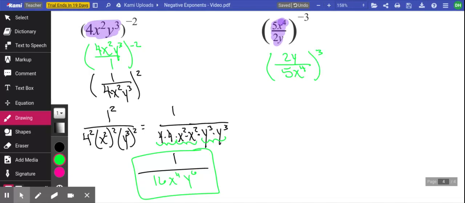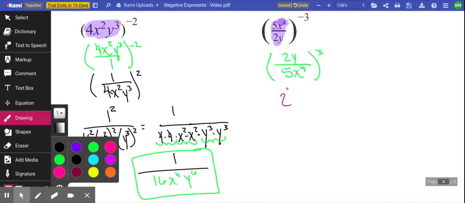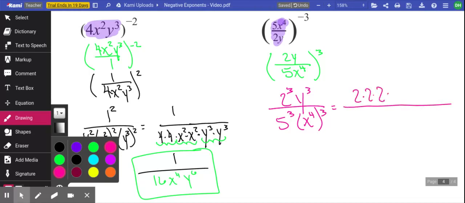And let's go ahead and distribute that 3. So it's going to be 2 to the third, y to the third, 5 to the third, and then x to the fourth to the third. Okay, so let's just do a bunch of repeated multiplication. So we got 2 times 2 times 2. And this is what's going to be silly. You don't have to do this, but for emphasis, I'm going to go y times y times y. I've got 5 times 5 times 5. And then we've got x to the fourth repeated 3 times.